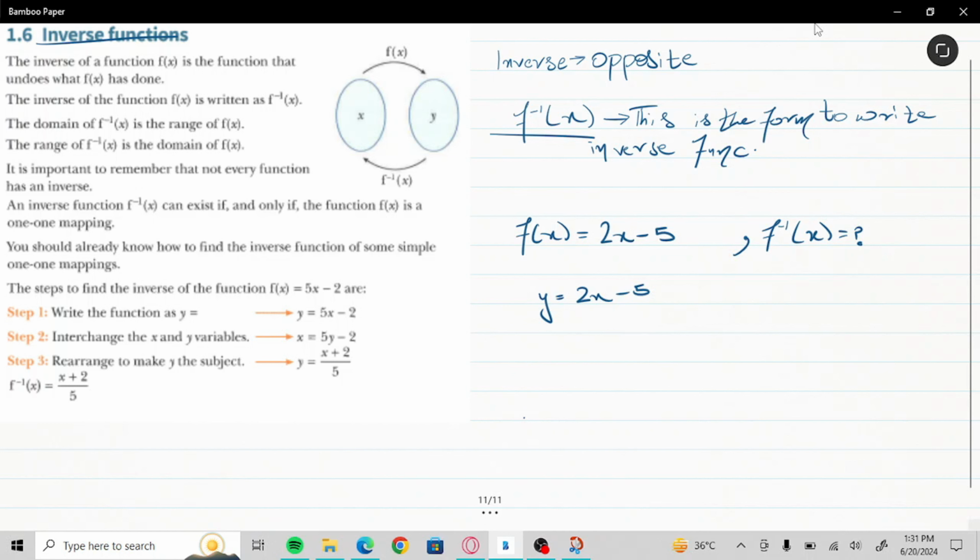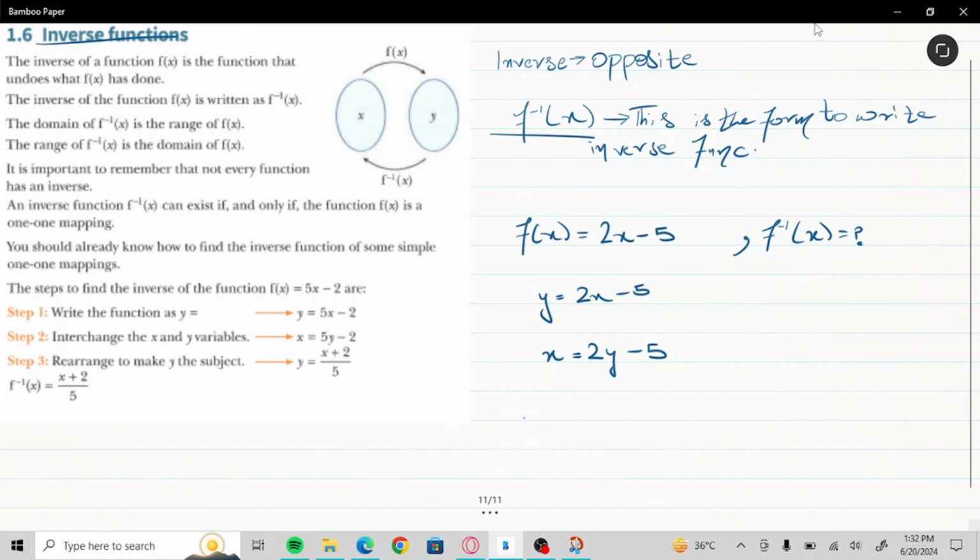The next thing we do is switch the x and y values. Wherever there is a y, we say there is an x, and wherever there is an x, we say it's a y. So x equals 2y minus 5. This is because we are reversing the whole equation. Now this y actually represents the inverse function of x. I know it's a little confusing, but you will get to know it as we solve more questions.